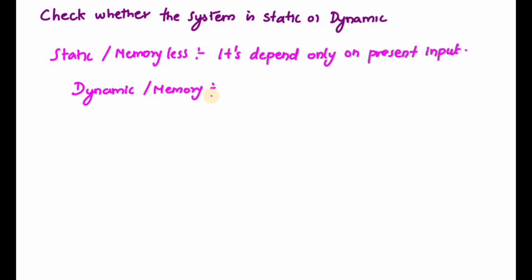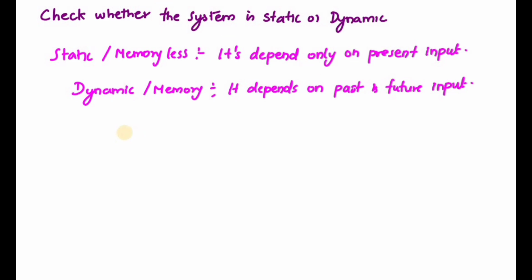As a person, what we refer to as memory means we generally have to remember the past also, no? So a memory system means it depends on the past and future values.